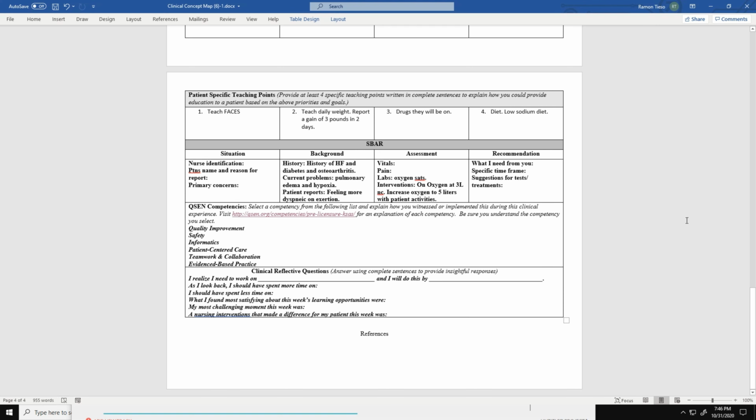Don't overthink it. In fact, you may even have a nurse instructor that doesn't even care if you put it there, or you may have one that's very picky on it. You're going to have to find out what your instructor wants, really.